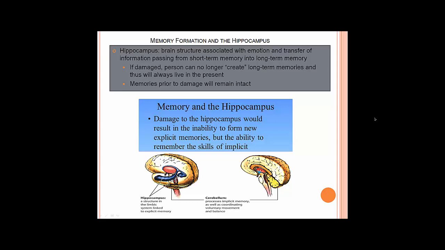So what do we know? A lot of things that we know about how we work, especially our brain, is really dependent upon somebody who gets injured, and then we say what doesn't work anymore. So the hippocampus is a brain structure, and it's associated with emotion and transfer of information passing from short-term memory into long-term memory. If it's damaged, the person can no longer create new long-term memories, and thus will always live in the present. If you want a funny movie about that, though it doesn't really represent the reality, it still sort of gets the idea across: 50 First Dates with Adam Sandler in it.